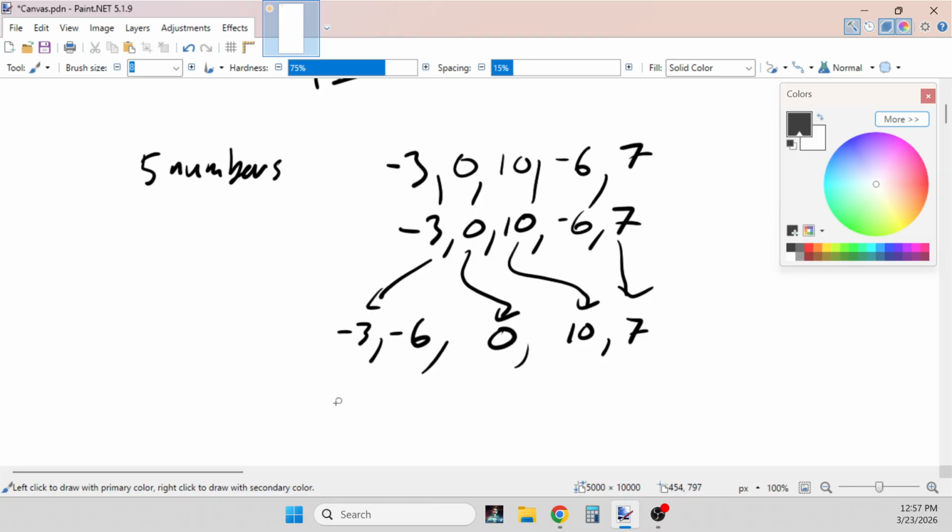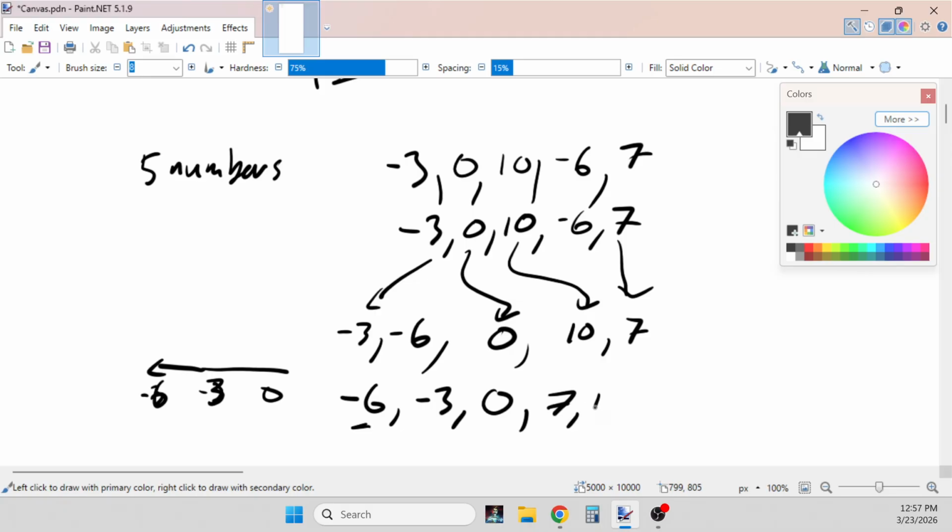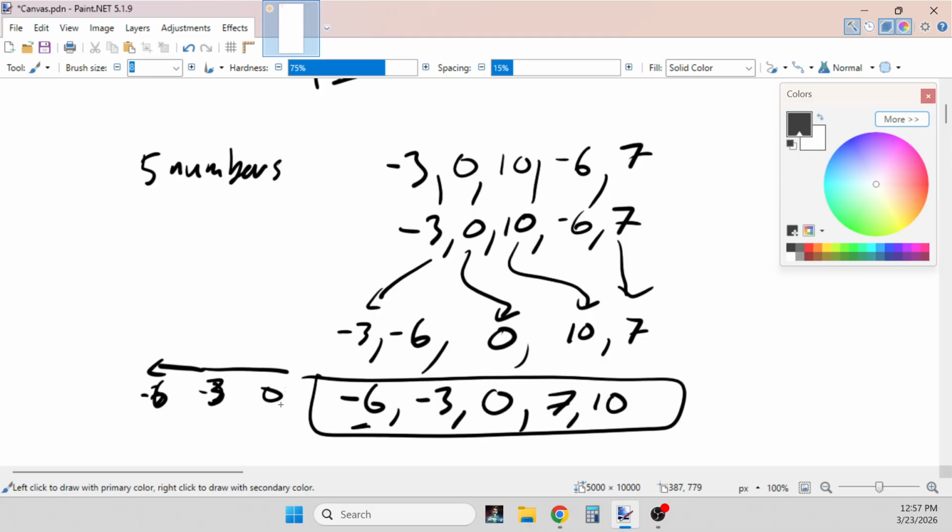I look at the negative numbers. They should count down to 0. So negative 6 is further away from 0 than negative 3 is, so it comes first in our list. And then all of the positive numbers are put in the normal order that you are used to, like that. Okay.